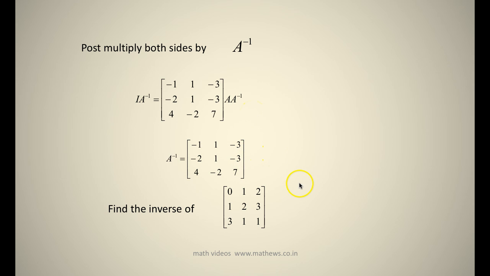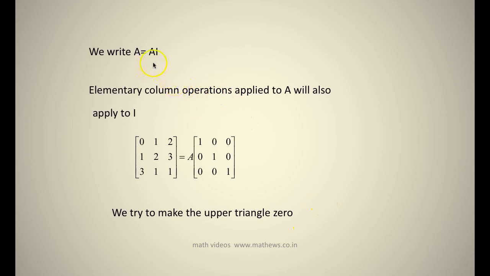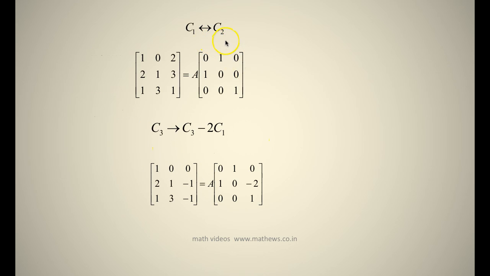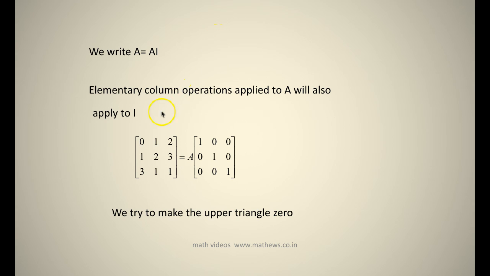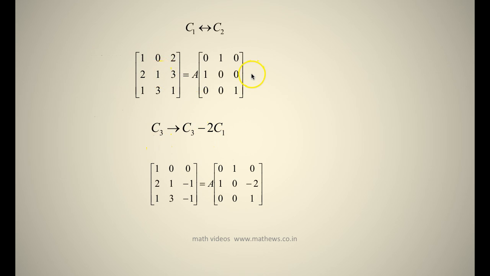We now come to a problem where we find the inverse of a matrix using elementary column operations. Consider this 3 by 3 matrix. We write A as A into I. So elementary column operations applied to A will also apply to I. We try to make this upper triangle 0. We first interchange C1 and C2. So if we interchange C1 and C2, we get 1 as the first element of the principal diagonal. So doing that, we get this.